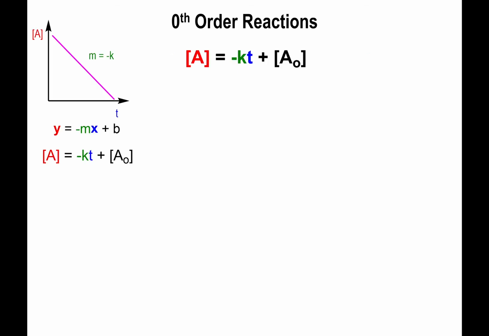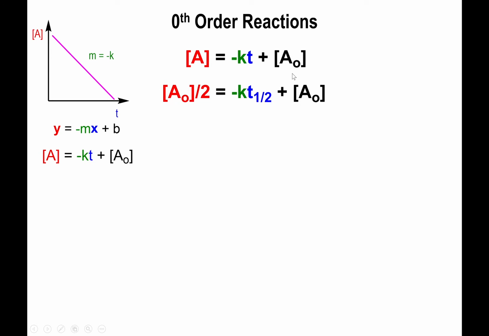All right, so what we're going to do is we're going to go through each one of these reactions, the integrated rate laws to be most exact, of the zeroth order reactions, first order reactions, and second order reactions to derive an equation for the half-life. So let's start with the zeroth order reaction. We have final concentration equals negative kT plus initial concentration.